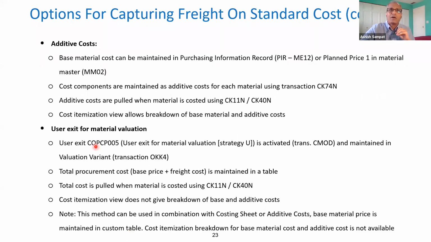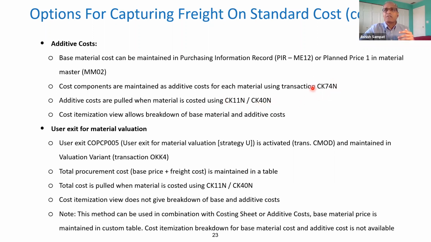Let's look at the other option, additive cost. Where the costing sheet ends and its limitations start, additive cost gives you an advantage. What is the advantage? Base cost, don't worry, does the same thing. But now with additive costs, you maintain cost components, additional line items, or the variable additions to cost through CK74N. As you know, CK74N is an additional transaction. So once you have added additive costs, they will be pulled in the costing run, CK11N or CK40N.